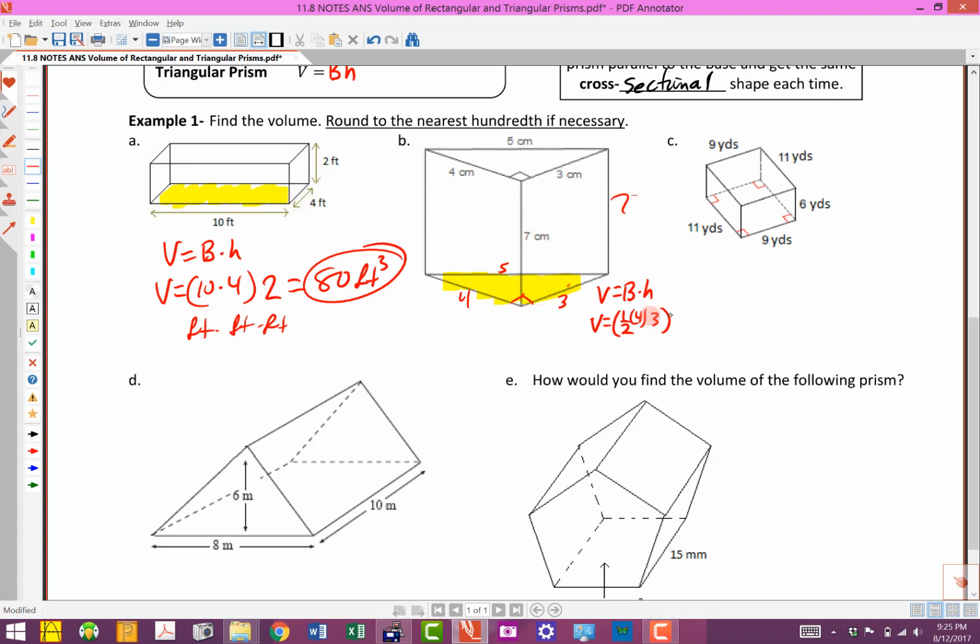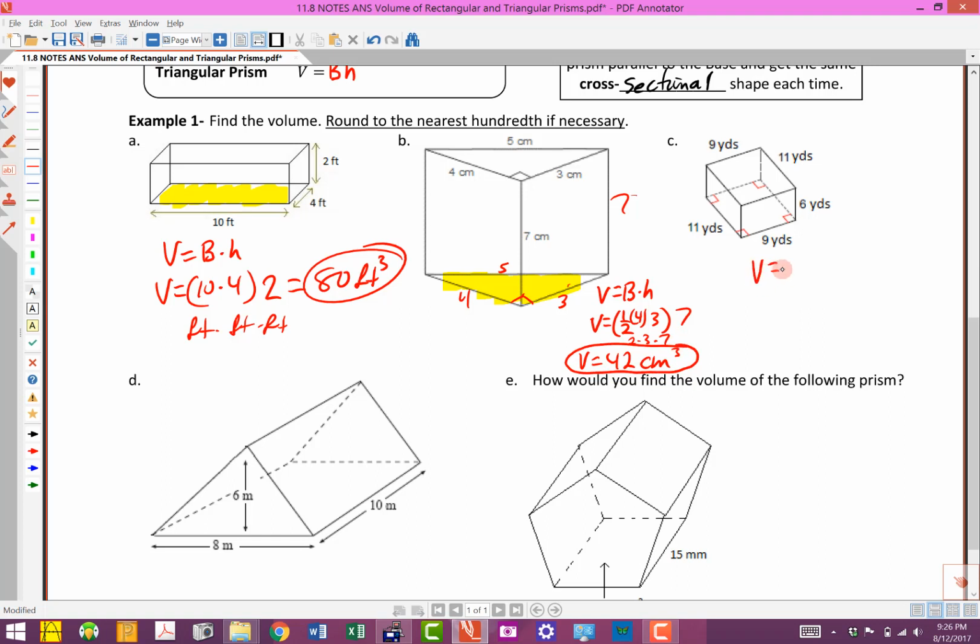Well, we transfer this over here, so that's going to be a 7. Now think about this for just a second. We're going to have half of 4, so that's going to be a 2 times 3 times a 7. 2 times 3 is 6, times 7 is 42, so the volume here is 42, and this is centimeters. Again, we're multiplying a centimeter times a centimeter times a centimeter, so this is going to be centimeters cubed. Okay, so there's our answer on that one.